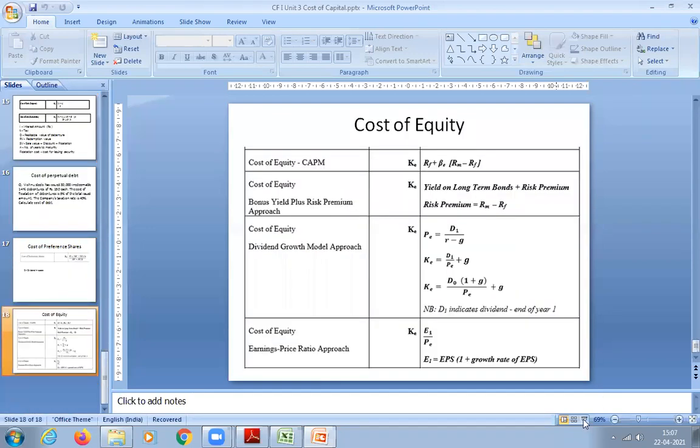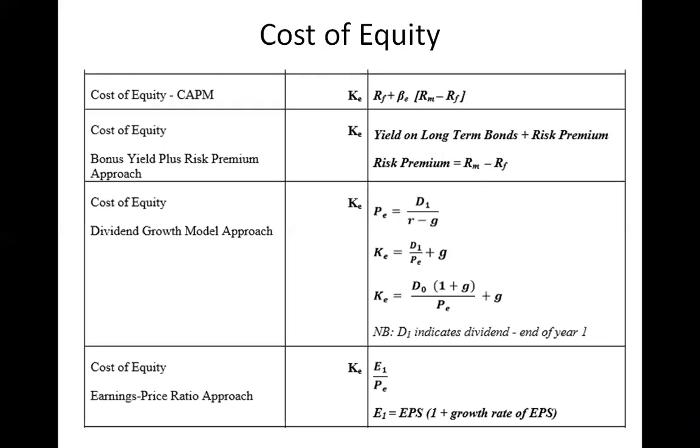Able to see now? Cost of equity. Yes or no? Yes, sir. So there are different approaches you can see there. I'll teach you everything, how to calculate. So first one is cost of equity as per CAPM model. What is CAPM model? Anybody knows? It's called capital asset pricing model. Please write down. CAPM means capital asset pricing model.